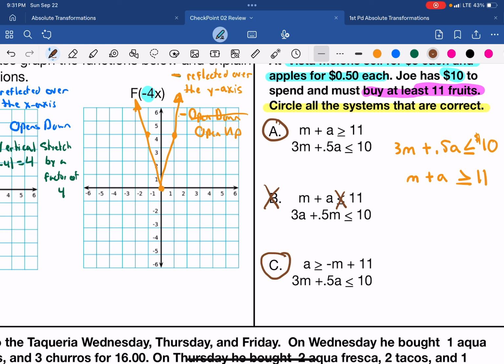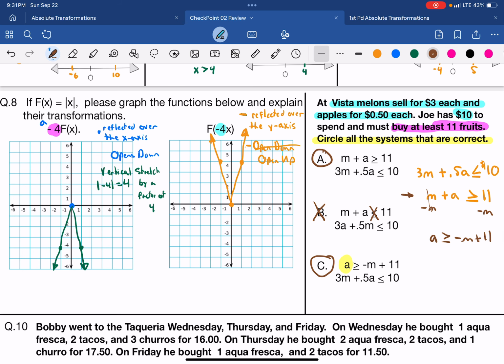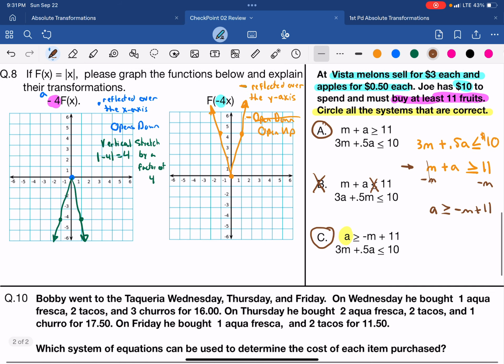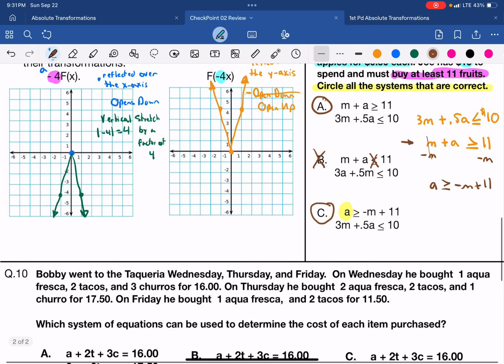How's that, Mr. Bendu? Well, guess what? You see how A is by itself here? What if I would solve for A here? What would I do? I would get rid of the M. Minus M, minus M. A is greater than or equal to negative M plus 11. There you go. Just to show you that, hey, sometimes we've got to be a little bit careful and examine the answer choices a little bit better. Question 10.